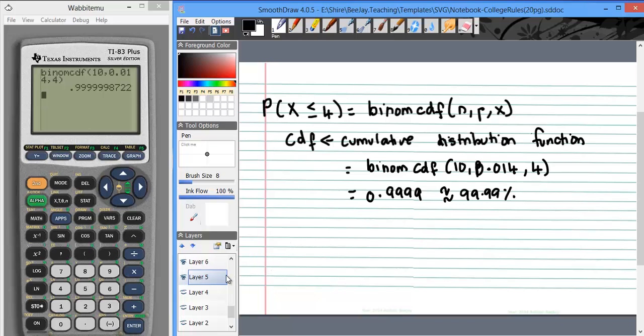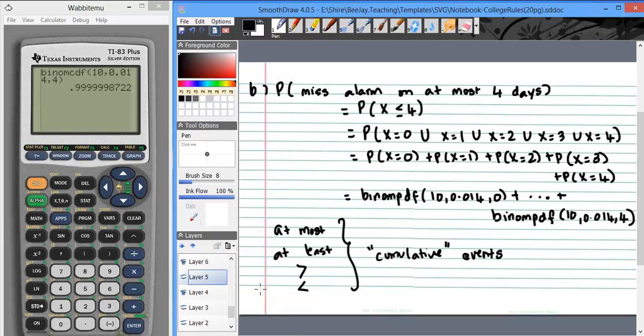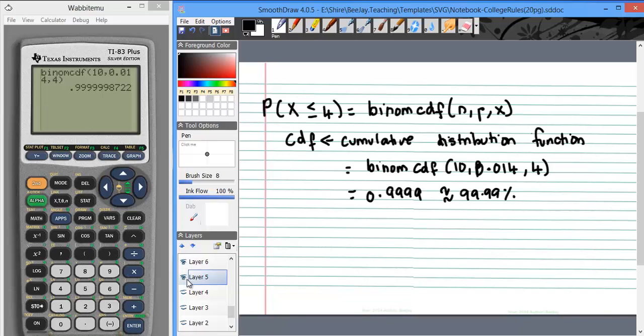Could I have done it the other way? In other words, could I have done the same problem using the approach that we had initially? So I have binom PDF for the first day, and binom PDF for the second day, exactly 1 day, binom PDF that you missed the alarm on exactly 2 days, exactly 3 days, and exactly 4 days. Of course you could do it that way. Let me show you how we could get the same answer but actually doing it the hard way.